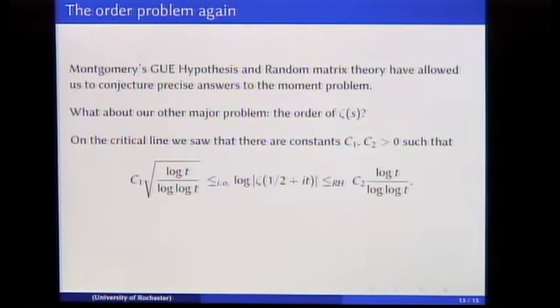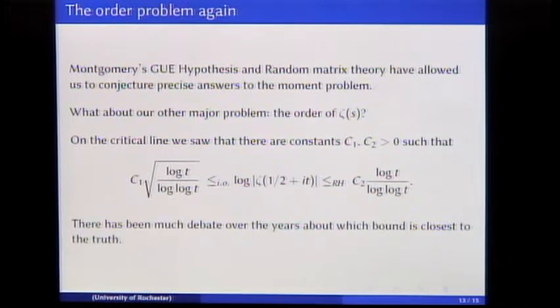So what about the order of zeta of s on the critical line? Remember, on RH, there's an upper bound for log zeta that looks like this, and then the square root of that seems to be the size that you attain infinitely often for the lower bound. We didn't know whether it's the square root or the first power that's closer to the truth, and we still don't. It's a big, important problem.